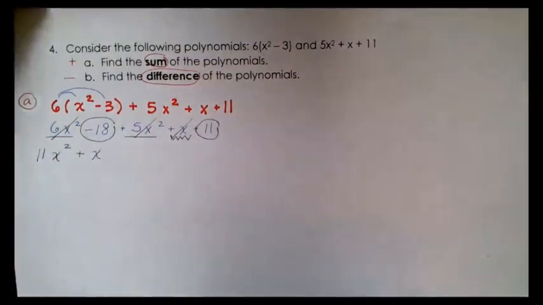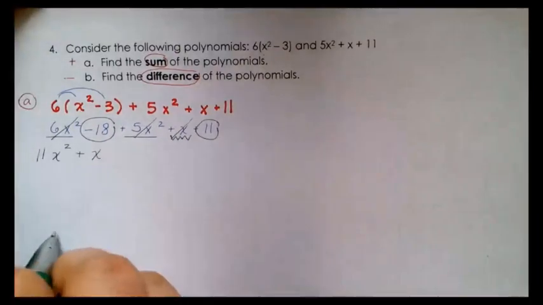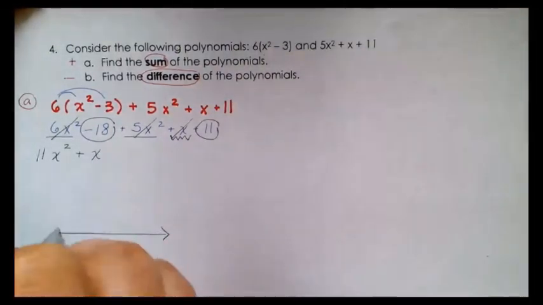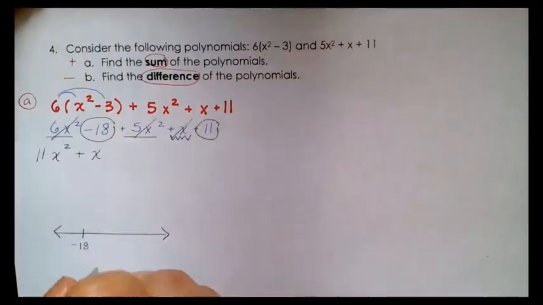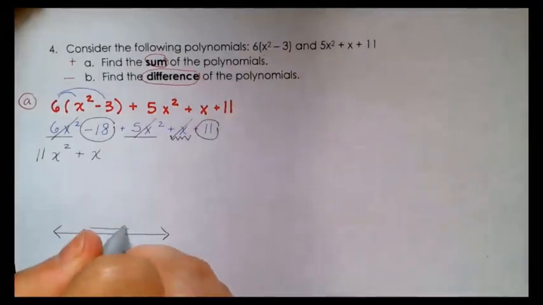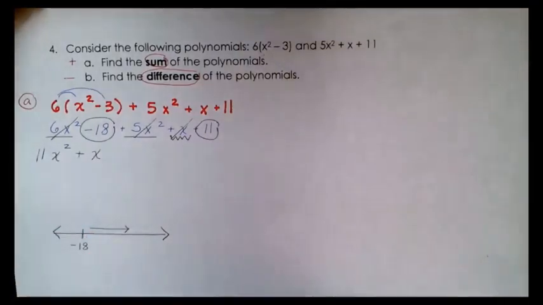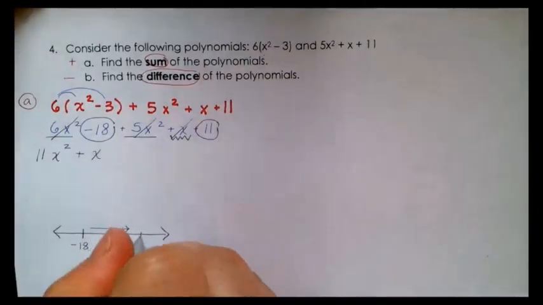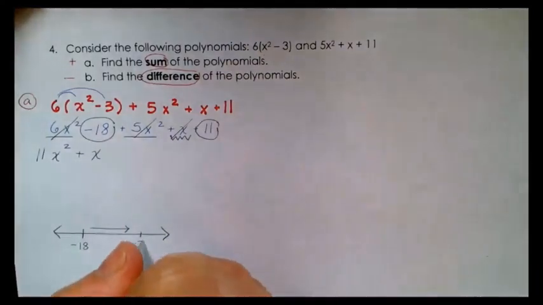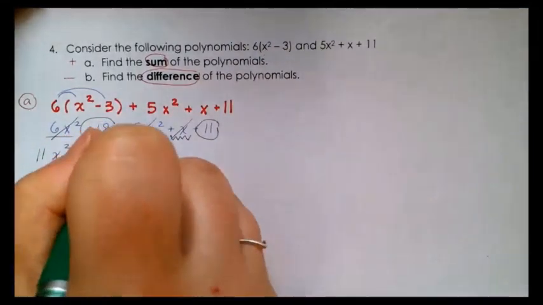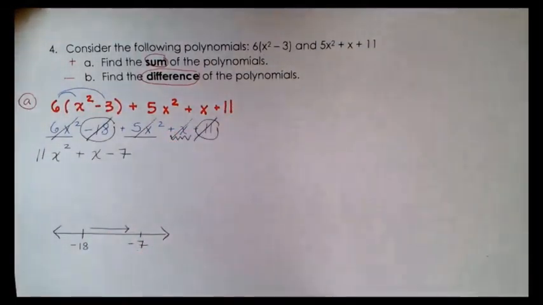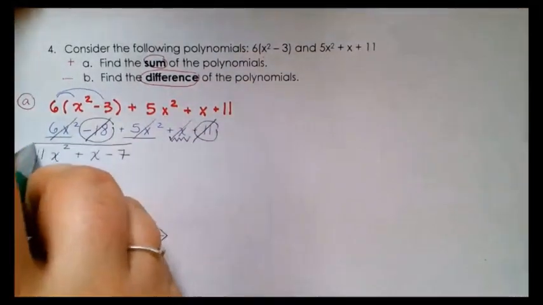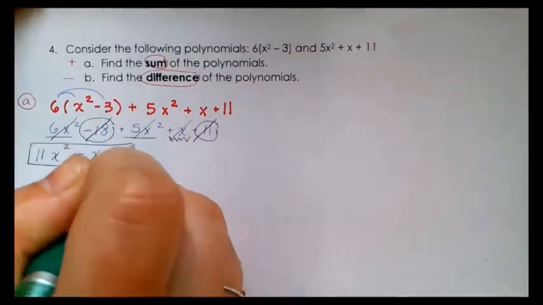11. Now again, this is where you want to have that number line. Okay? I want you to do a quick little number line sketch if you need to. You're at negative 18 and you're going to add 11. So you're going to go 11 to the right. Negative 18 plus 11 is still going to keep you in the negatives, and you're going to end up at negative 7. So now we've done the negative 18, we've done the 11. We're done. We've added together the two polynomials.